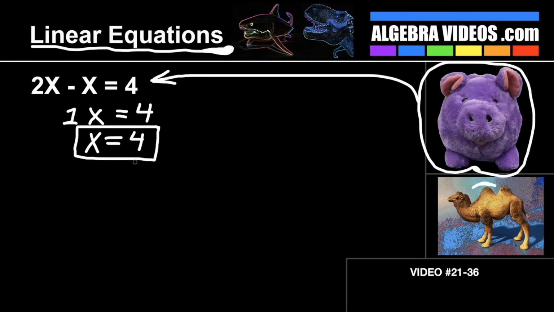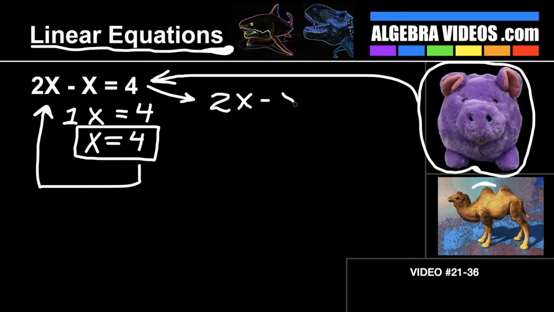But if you want to check your work and make sure you didn't make a mistake, you can plug this 4 back into the original equation and see if it holds true, if both sides are equal. And that way you know you didn't make a mistake. So I'm just going to rewrite the original problem over here, and then we'll plug in 4 and see if everything checks out. So the original problem here is 2x minus x equals 4.